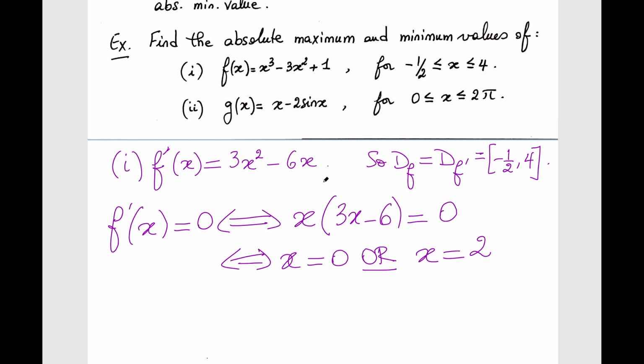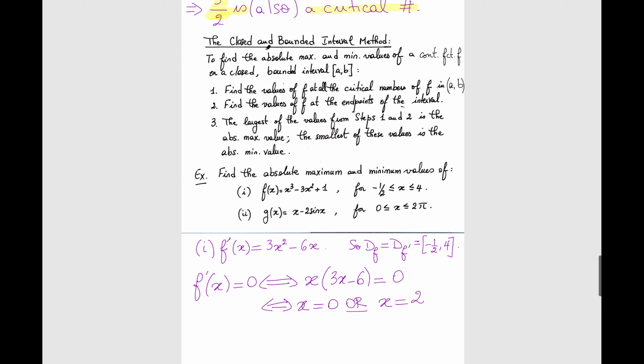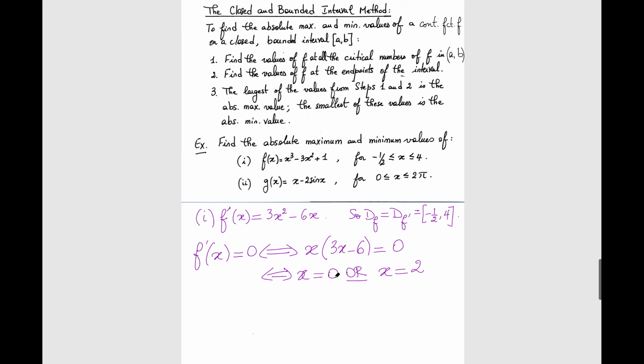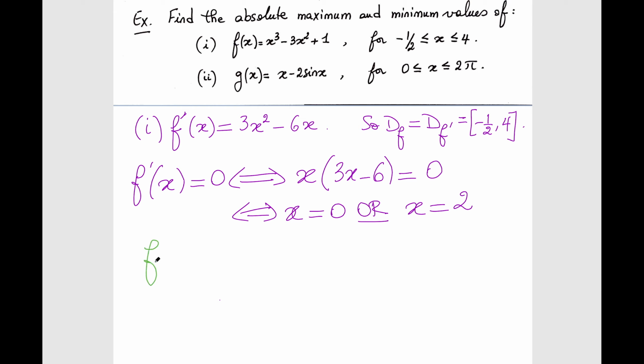This is the three-step process, the closed and bounded interval method that we just discussed. So find all the critical numbers first, then evaluate the function at the critical numbers. All right, let's do it now. Let's evaluate f at this critical number and at this critical number. Let's do it in a different color just in order for us to refer to it shortly. What's f of 0? So I'm evaluating f at those critical numbers, 0 and 2. What's f of 0? Well, f of x is this much, f of 0 is 1.